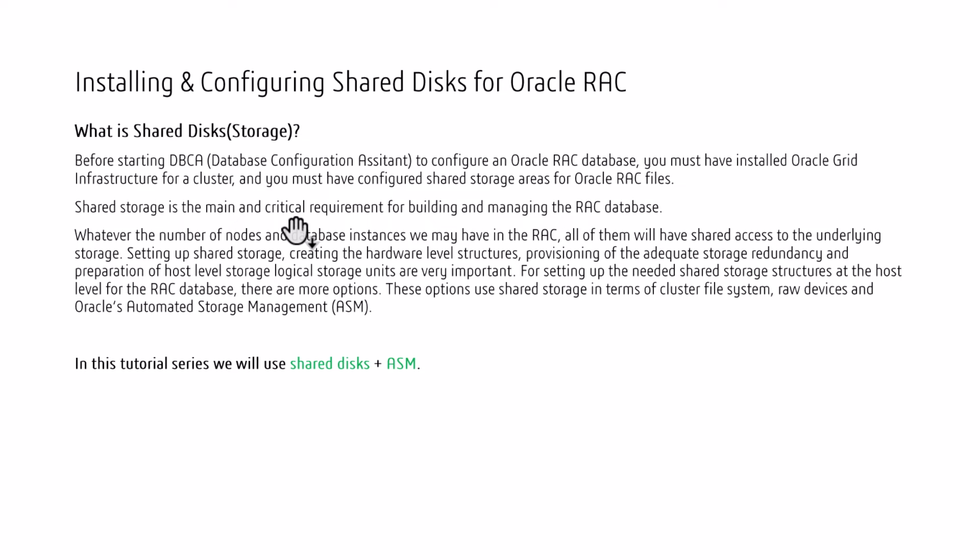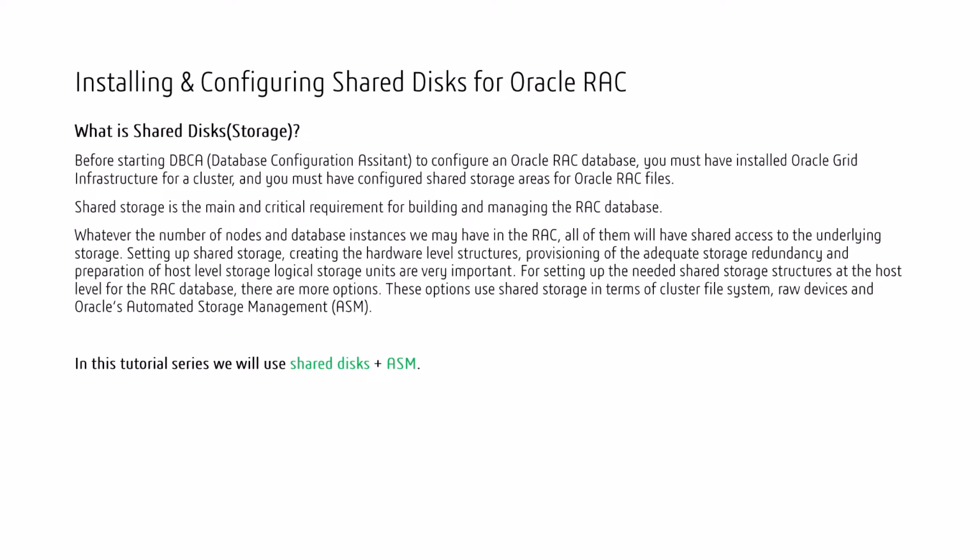Okay, so why do we need shared disk storage? Before starting DBCA, the Database Configuration Assistant, to configure an Oracle RAC database, you must install Oracle Grid Infrastructure for the cluster, and you must have configured shared storage areas for the Oracle RAC files. Shared storage is the main and critical requirement for building and managing a RAC database. Whatever the number of nodes and database instances you may have in the RAC, all of them will be shared across the underlying storage. So setting up this shared storage, creating the hardware level structure, provisioning adequate storage redundancy, and preparation of host level storage and logical storage units are very important.